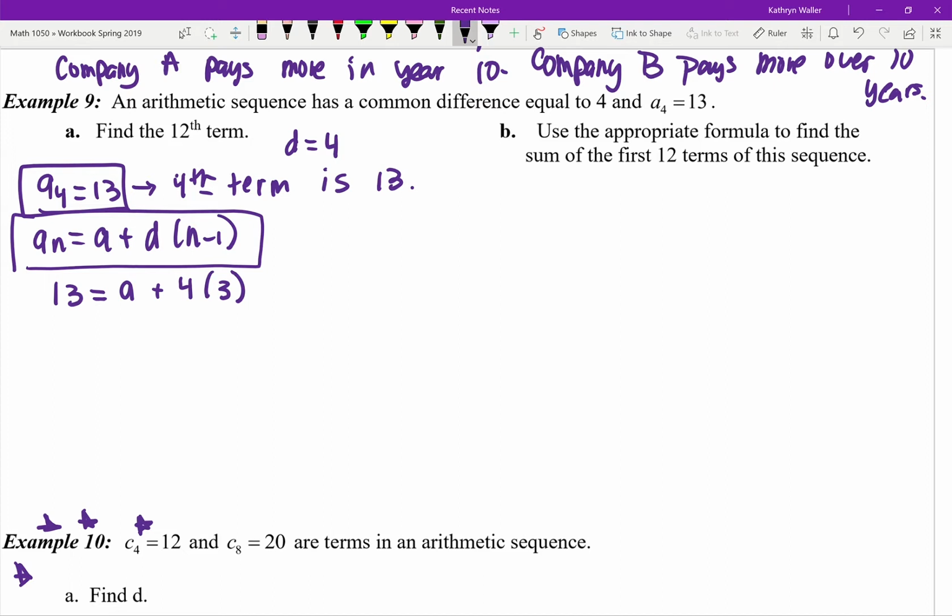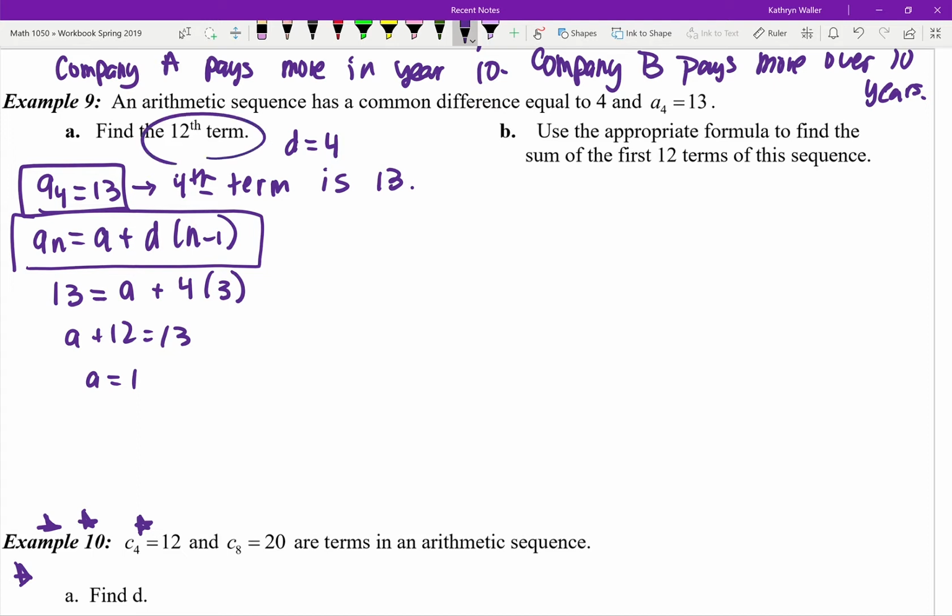Okay, so I put in my 13. I don't know the first term. I do know the difference is 4. I also know that n is 4, and 4 minus 1 is 3. Okay, so that means a plus 12 equals 13. So that tells me that a is 1. So now I know my first term is 1.